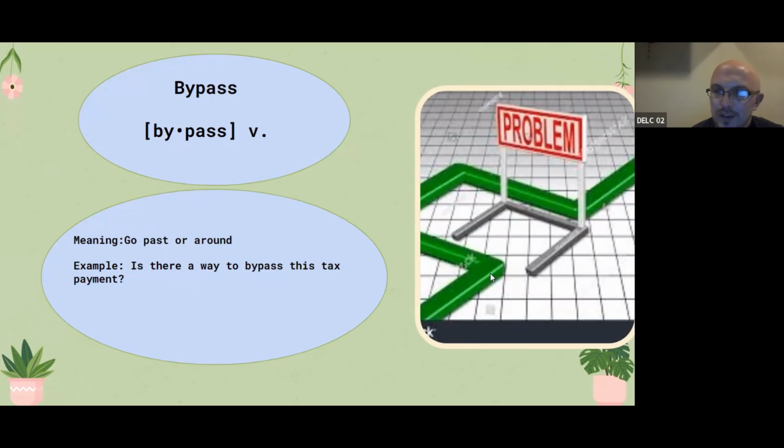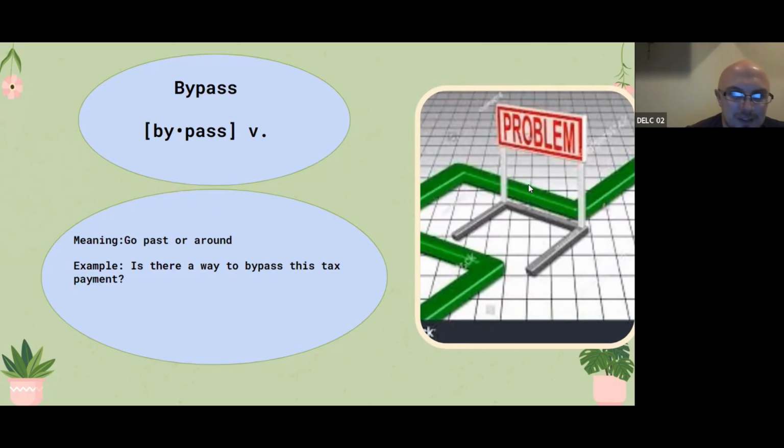If you have some problem here and they are going to go around the problem or bypass the problem, you might say, is there a way to bypass this rule? Or can I bypass this new law? Or some companies want to bypass their own tax laws by moving their company to another country. This is a way to bypass paying taxes.